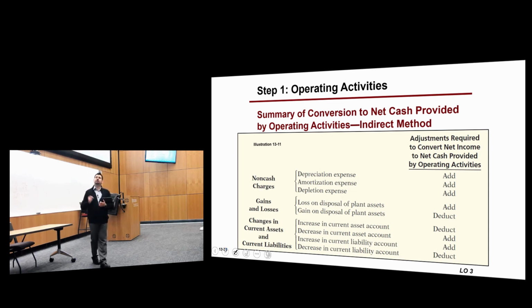Then you look at gains and losses. If you had recognized a gain, subtract it. If you recognized or recorded a loss, you add it back. At the end, you have changes in current assets and current liabilities. An increase in current assets, you subtract it. A decrease, you add it. For liabilities, it's the other way around. An increase will be added, a decrease will be subtracted. As simple as that. Any questions?